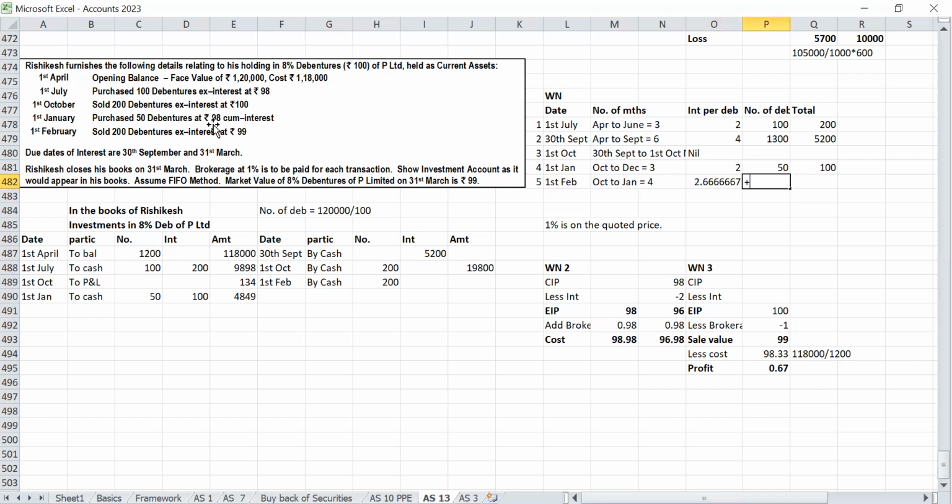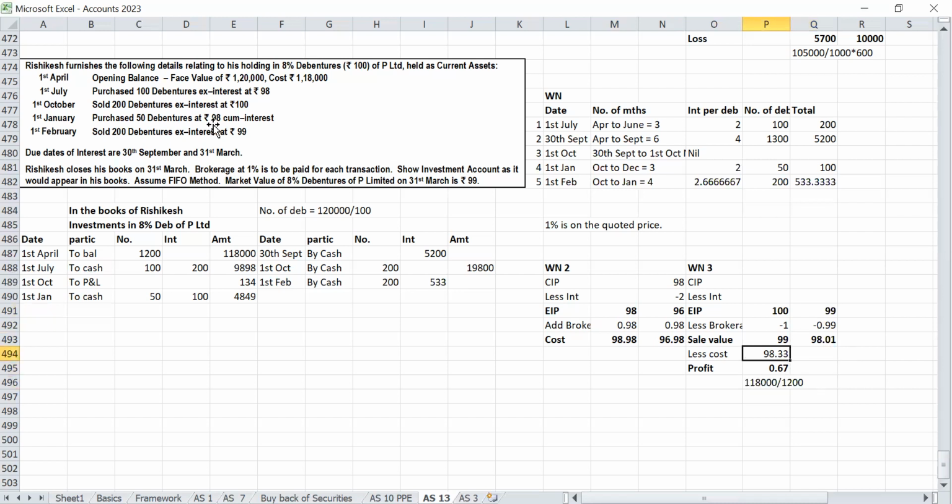200 sir. $533 interest. 1st February, X interest, 99. Yes. Brokerage 1% on the quoted price, so 0.99. So 98.